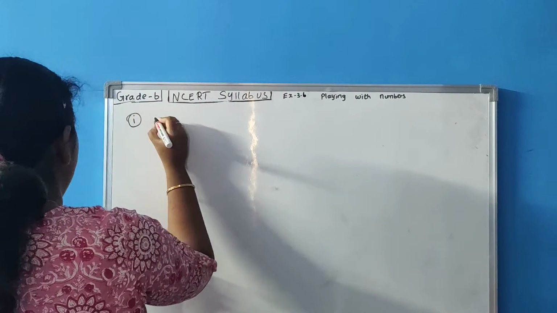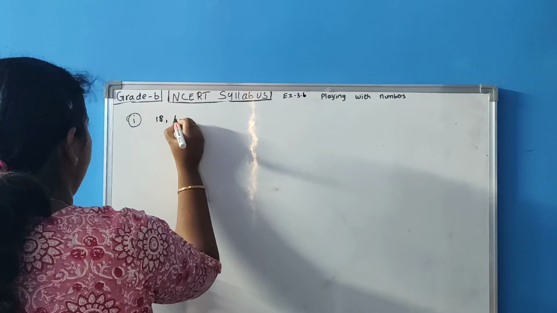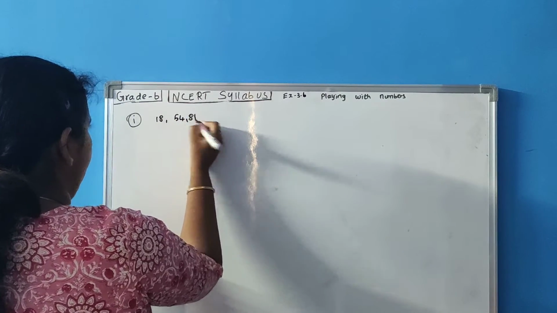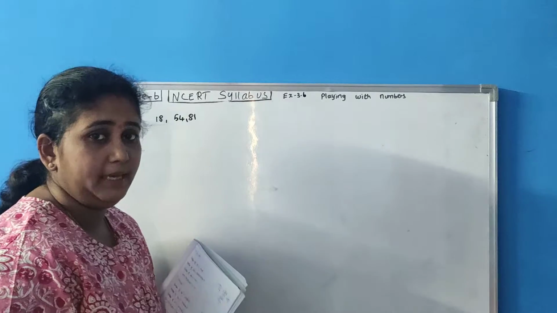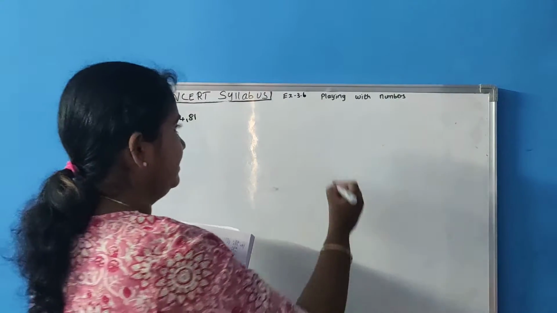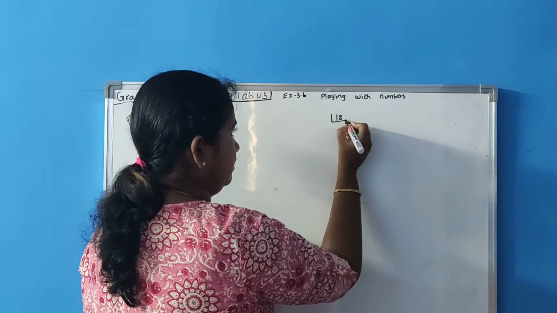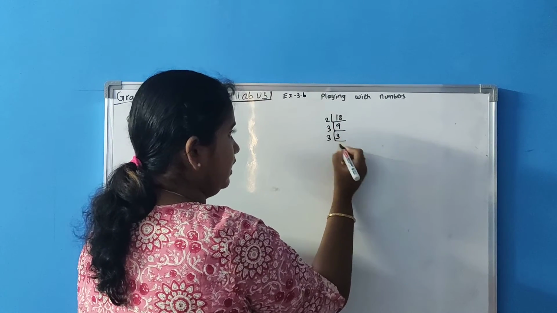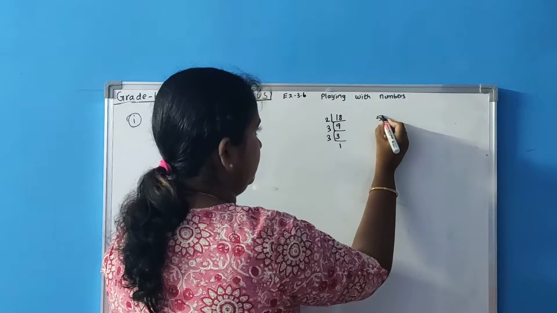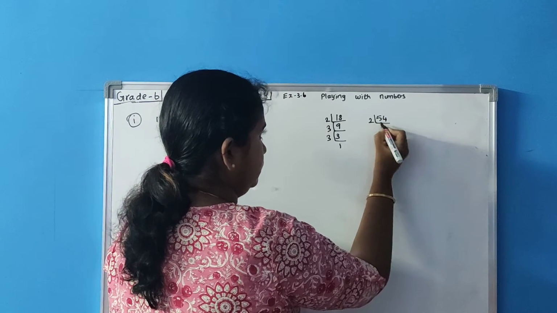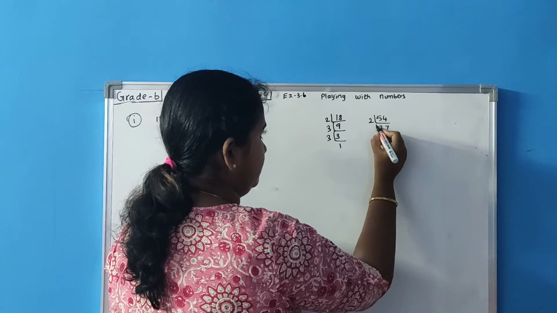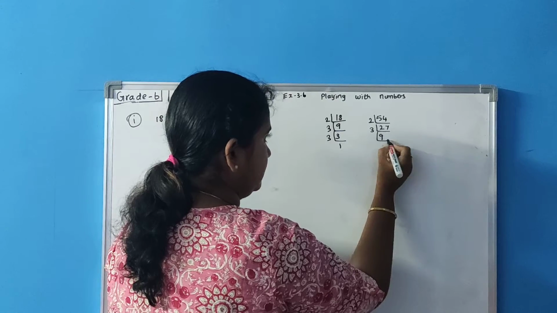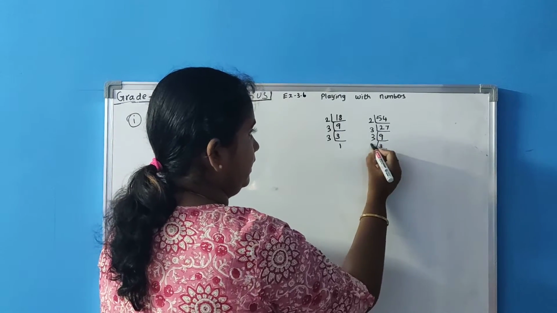Your I sum: 18, 54, 81. My hands are paining. Okay, 18: 2, 9 2s are 18, 3 3s are 9, 3, 1. Okay, 54: 2, 2 2s are 4, balance 14, 7 2s are 14, 3, 9 3s are 27, 3 3s, then again 3, 1.